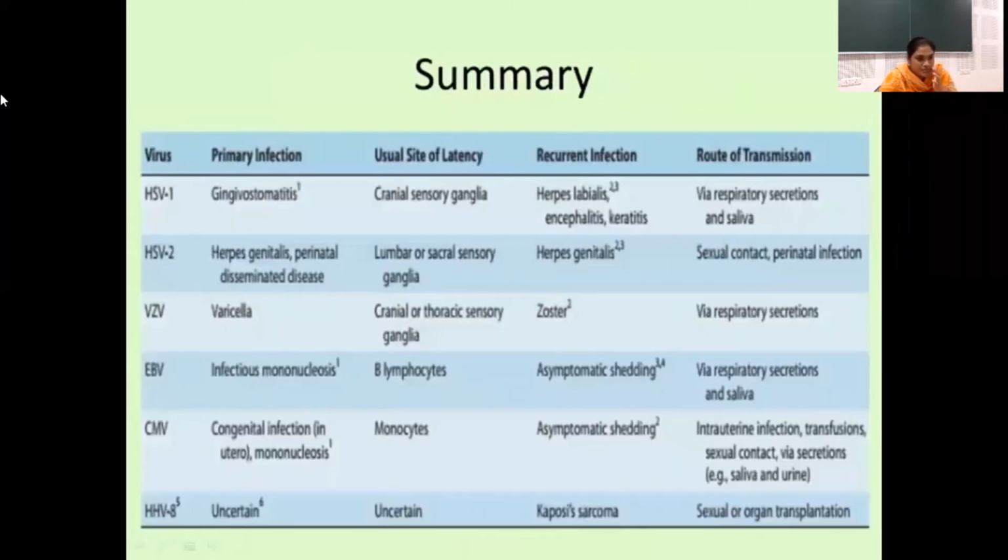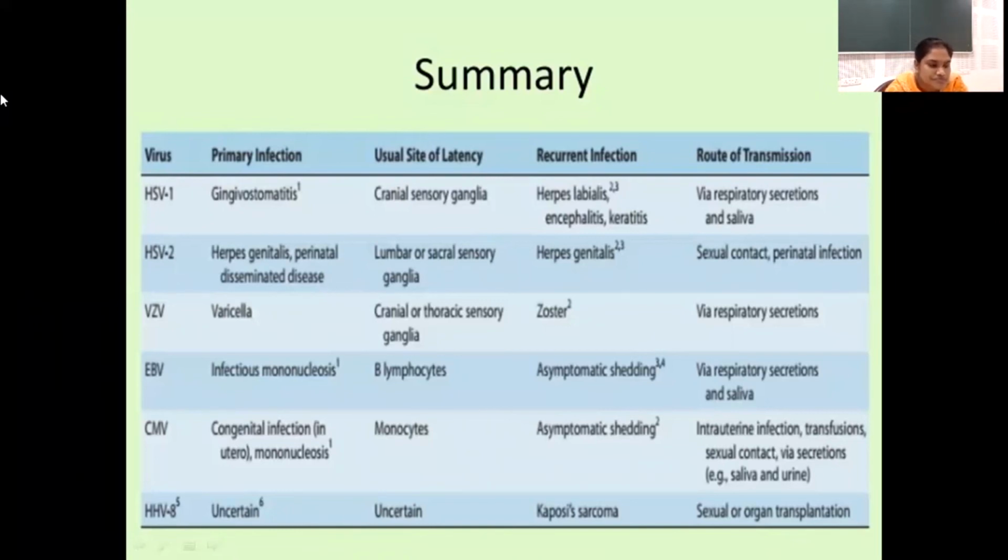This is a summary. Usually, these are the sites of latency, recurrent infections, and routes of transmission. Herpes simplex virus 1 is transmitted through the respiratory secretions and the saliva. Type 2 is due to sexual contact and perinatal infections. Varicella is via respiratory infections, and recurrent, it causes zoster. Epstein-Barr virus is via respiratory secretions and the saliva.